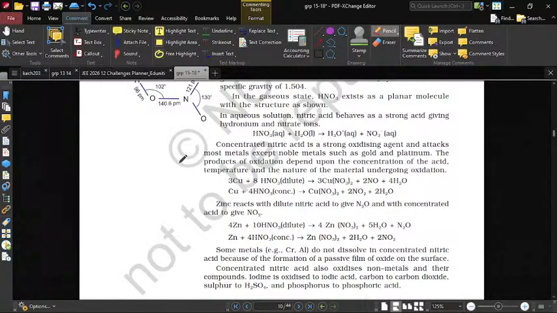Concentrated nitric acid is a strong oxidizing agent and attacks most metals except noble metals such as gold and platinum. The product of oxidation depends upon the concentration of acid, temperature, and the nature of material undergoing oxidation. 3Cu plus 8HNO3 dilute will give 3Cu(NO3)2 plus 2NO plus 4H2O. अच्छा यहाँ पे NO2 बन रहा है, वहाँ पे NO बन रहा था, तो हमने कॉन्सेंट्रेशन बढ़ा दी, डाइल्यूट में ज़्यादा भी लग रहा था.